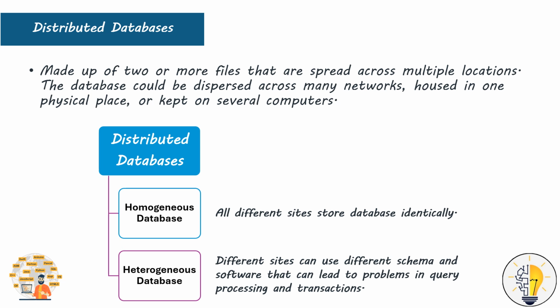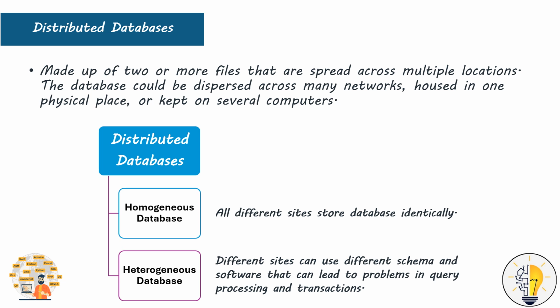Now, what is a distributed database? It is made up of two or more files which can be spread across different locations. So the database is not limited to one system. It can spread over different sites, on multiple computers or over a network of computers. So a distributed database system is located on various sites that do not share physical components. That is what a distributed database means.